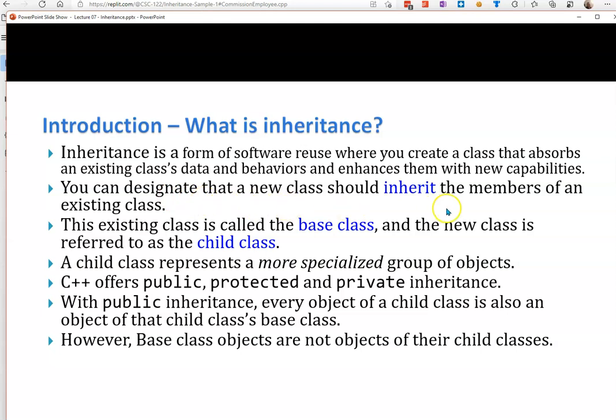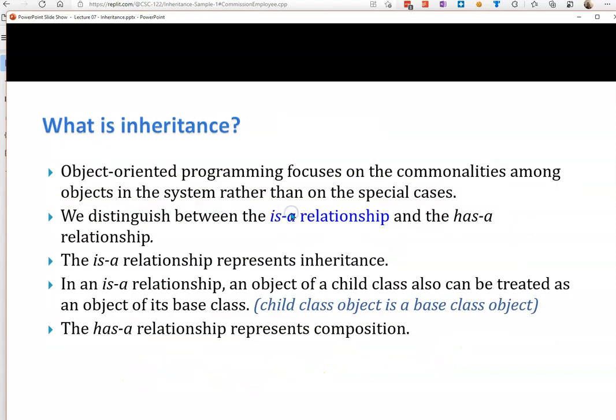You can designate that a new class should inherit the members of an existing class. This existing class is called the base class, and the new class is referred to as the child class. A child class represents a more specialized group of objects. C++ offers public, protected, and private inheritance. With public inheritance, every object of a child class is also an object of the child's base class. However, base class objects are not objects of their child classes.